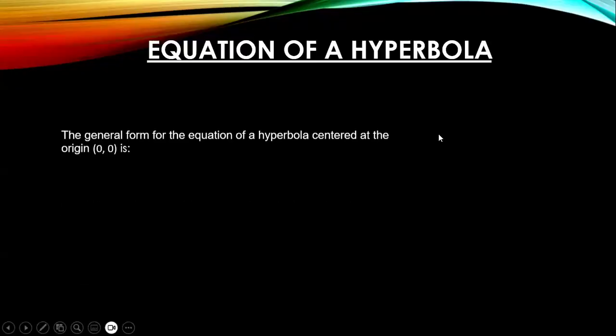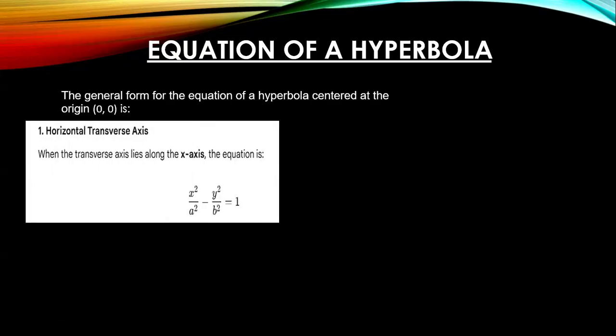Equation of a hyperbola. Okay, so the general form for the equation of a hyperbola centered at the origin, 0, 0 is. So we're looking at the equation of a hyperbola. This is the horizontal transverse axis. So when the transverse axis lies along the x-axis, the equation is x squared over a squared minus y squared over b squared equals 1.